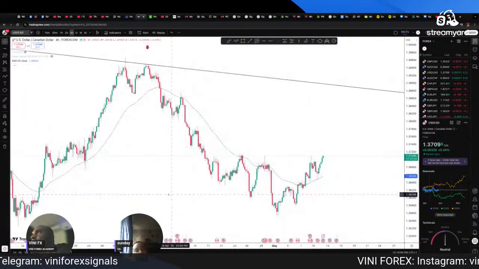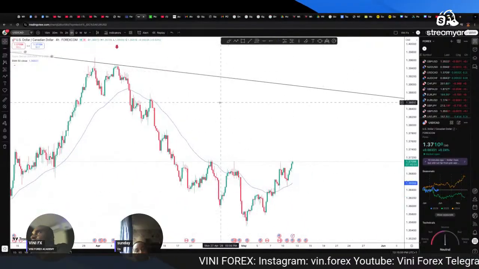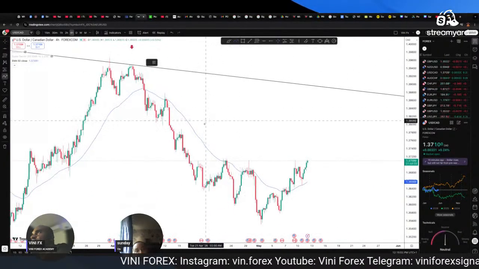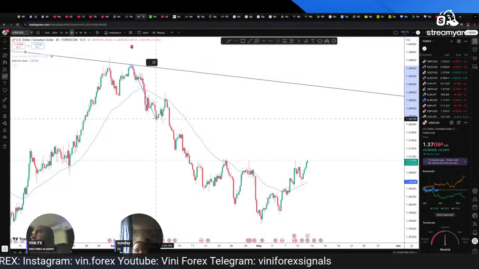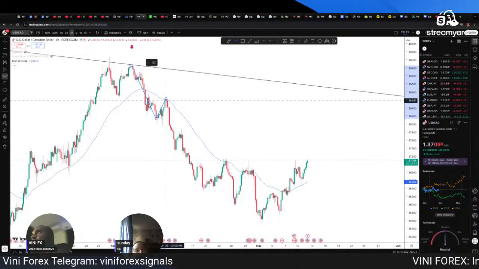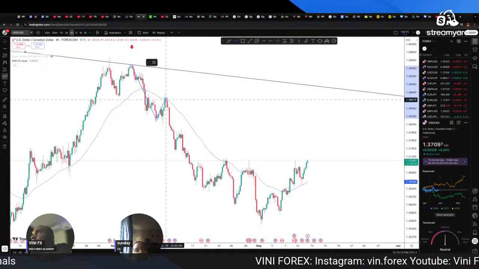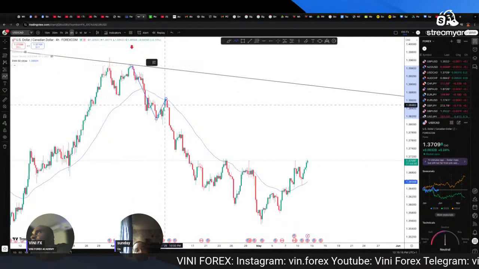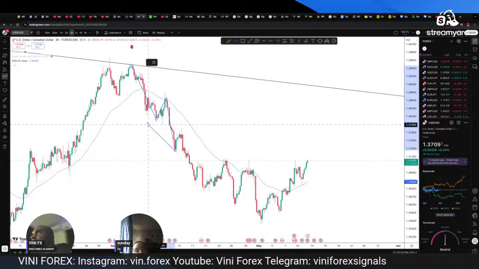So I taught you market structure, right? So to take a trade right here, a quick recap. Here is a high, and this is a low. Here is a lower high. Here is a high, but then this is a low. This is a lower high because this high is lower than this high. It's simple. And here is a lower low, because this low is lower than this low.